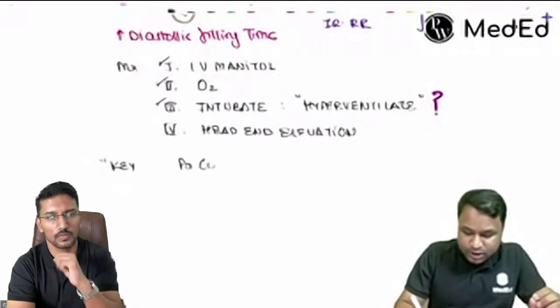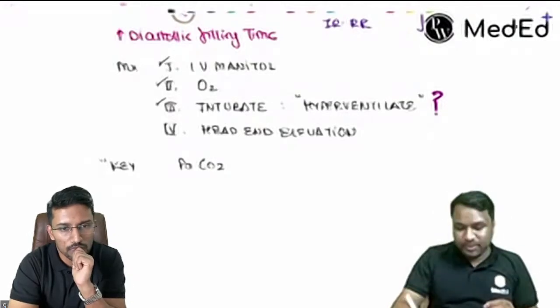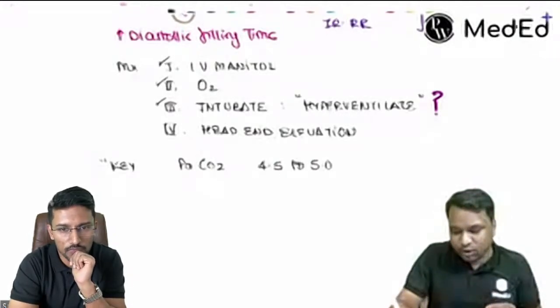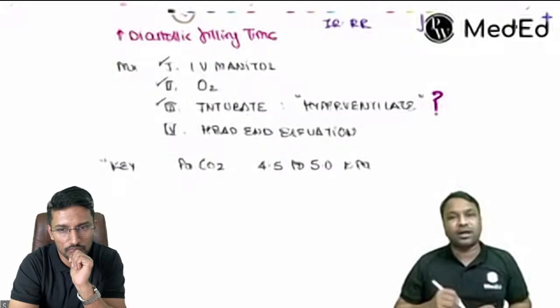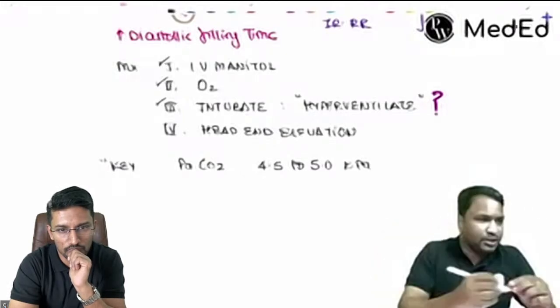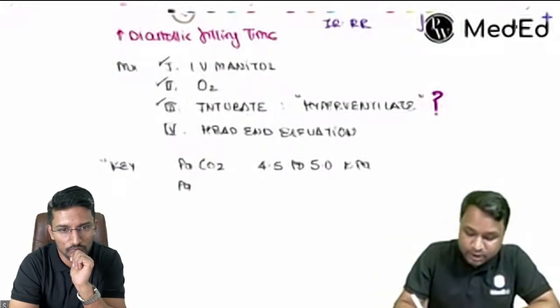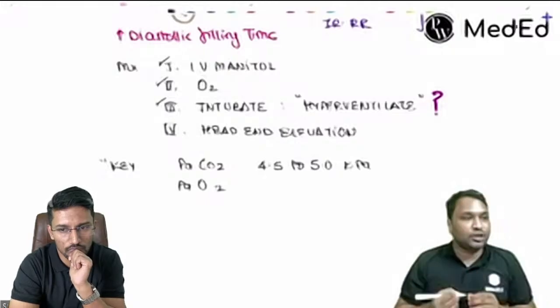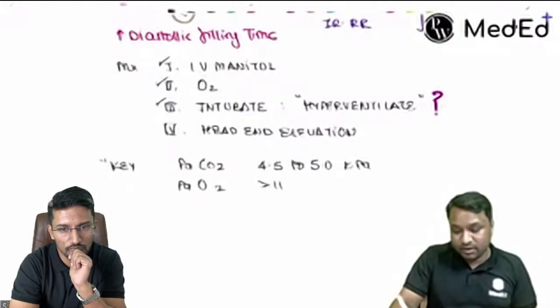Number one, the partial pressure of carbon dioxide has to be maintained at 4.5 to 5 kilopascals, right? This is the first key parameter that you have to maintain in your ICU. The second key parameter is the partial pressure of oxygen. Now, the partial pressure of oxygen should be maintained above 11 kilopascals, right?